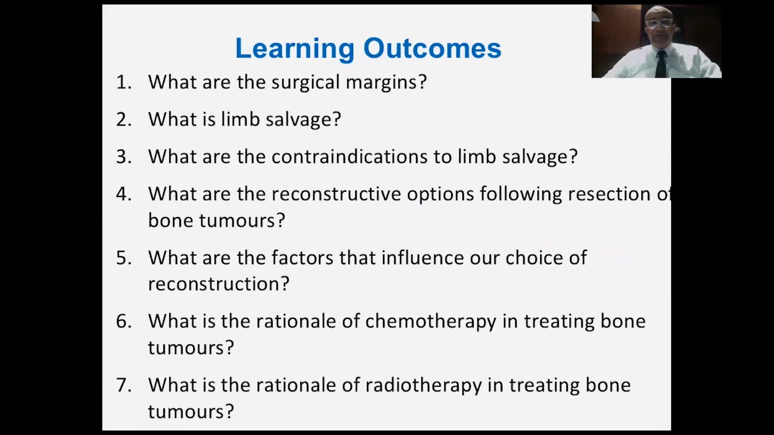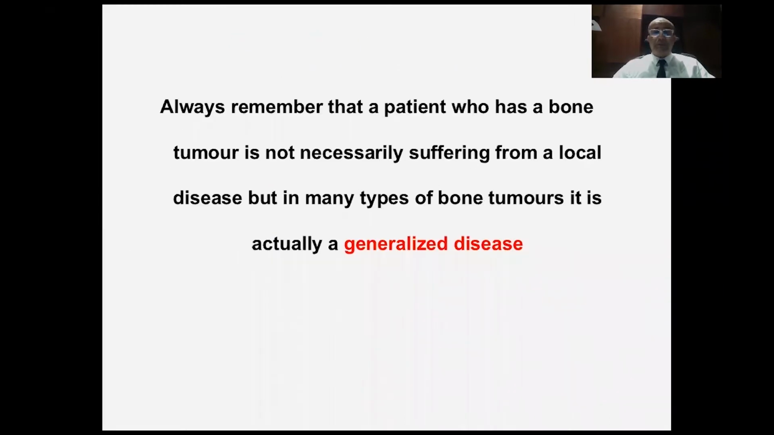By the end of this lecture, you're supposed to answer the following questions. You have to know what surgical margins are, what limb salvage is, and what the contraindications to limb salvage are. You'll be able to know the different reconstructive options used after resection of bone tumors, and how we choose among them. You know the rationale of chemotherapy in treating bone tumors, and the rationale of radiotherapy in treating bone tumors.